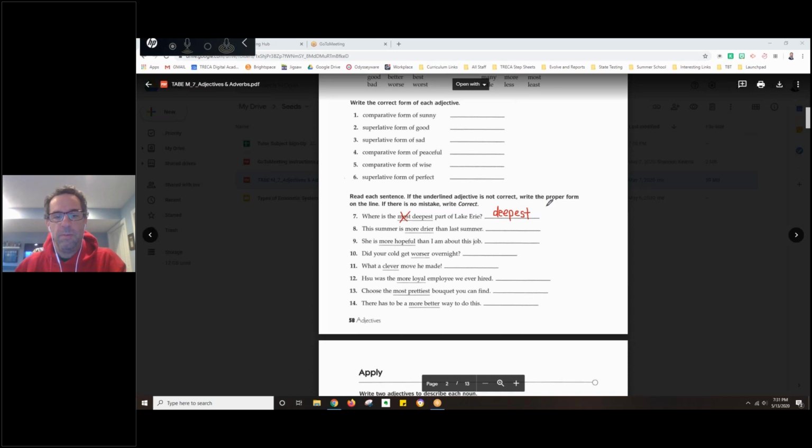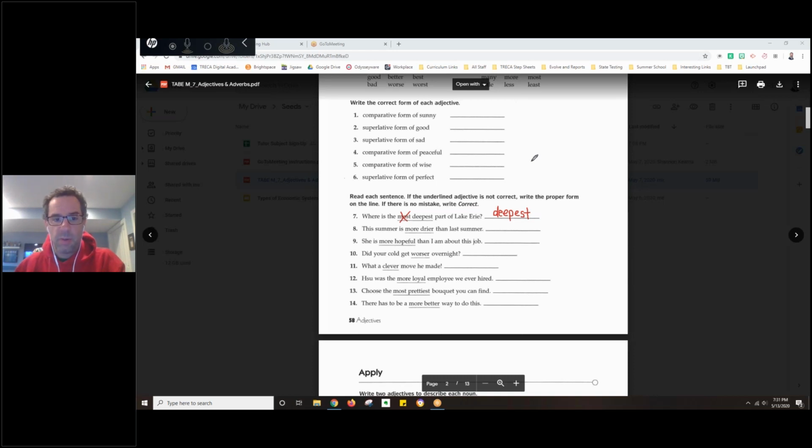Deepest. And again, I'm not here to claim that I'm 100% correct all the time, right? So if you have questions or anything, you can write those down, and you can reference this worksheet. It's the Adjectives and Adverbs worksheet, Tab M, and then it can be brought up at some other point. So I would say, if you're talking to somebody, you would say, where is the deepest part of Lake Erie? So this one is not correct.